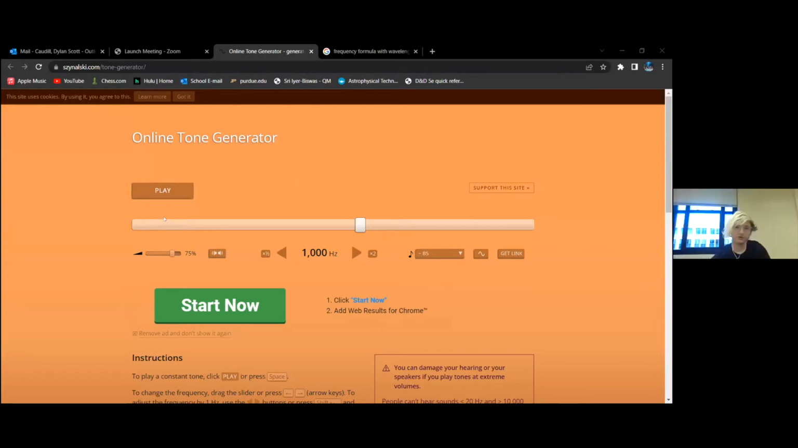And then on that link that I put in the chat, that's just a regular tone generator on whatever device you're going to be doing this on. And you want to make sure that's at 1000 hertz. So it should look like this at 1000 hertz. I'm going to play it really briefly. I don't want it to be too loud. And it should sound like that. Play it again. Okay.